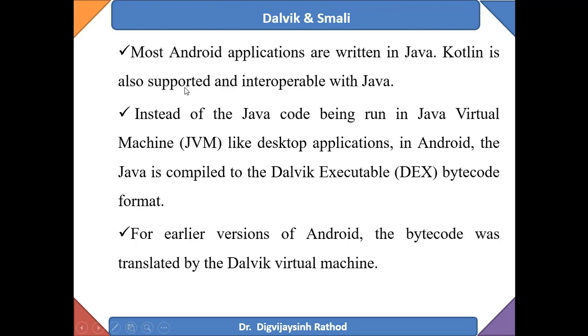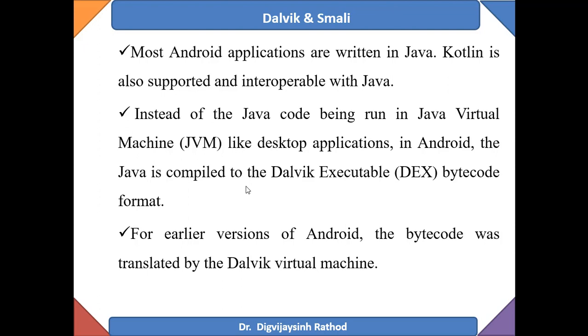I think everyone knows very well that most of the Android applications are written in Java, but now Kotlin is also officially announced by Google to be one more official language for the development of Android applications. The second thing is that instead of the Java code being run in the Java virtual machine like a desktop application, in Android, the Java is compiled to the Dalvik executable bytecode format. It means that when you run any Java application inside a desktop or a laptop, you have a Java virtual machine which will convert your Java code into the bytecode.